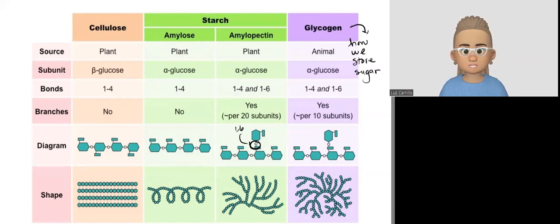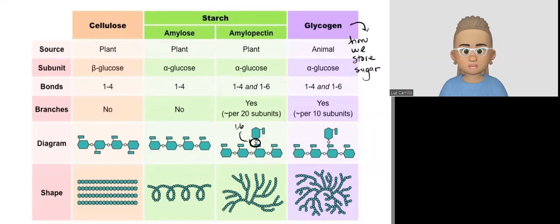It is important to note that cellulose specifically is found in the fibers of plants, and it is hydrolysis resistant. What that means is that, at least for the biomolecules that we have in our bodies as humans, we do not have the ability to break down cellulose. Starch and glycogen, we do.